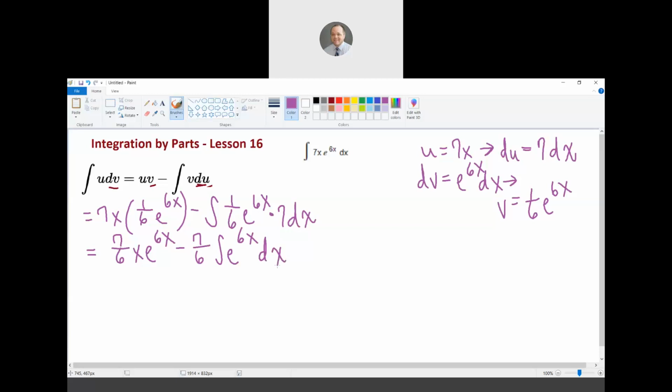Now, I did say I wasn't going to show you how to integrate e to the 6x power, but I need to show you anyway. We're not using the parts formula again. We're just doing a regular u substitution by letting u equal 6x. So du is equal to 6 dx.